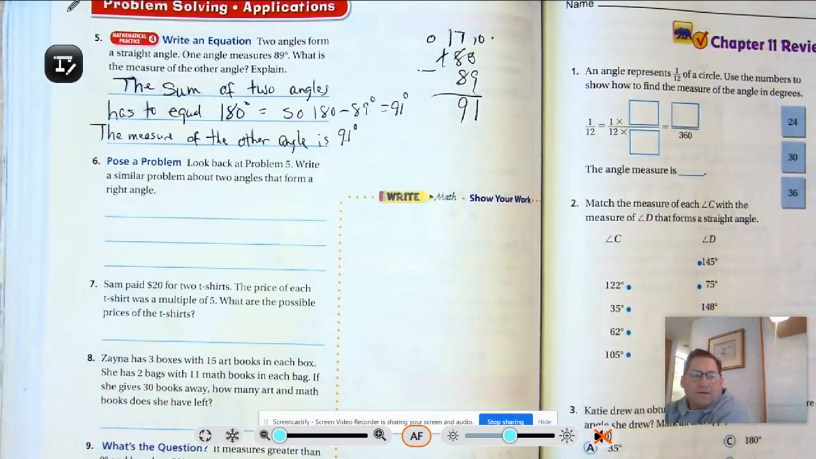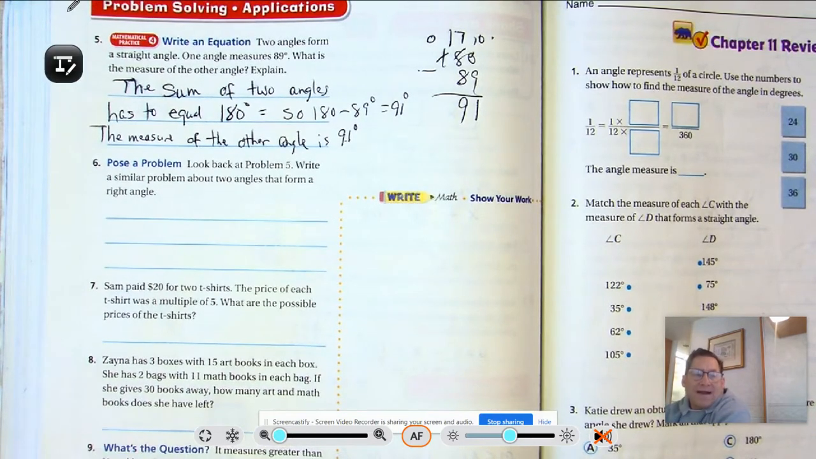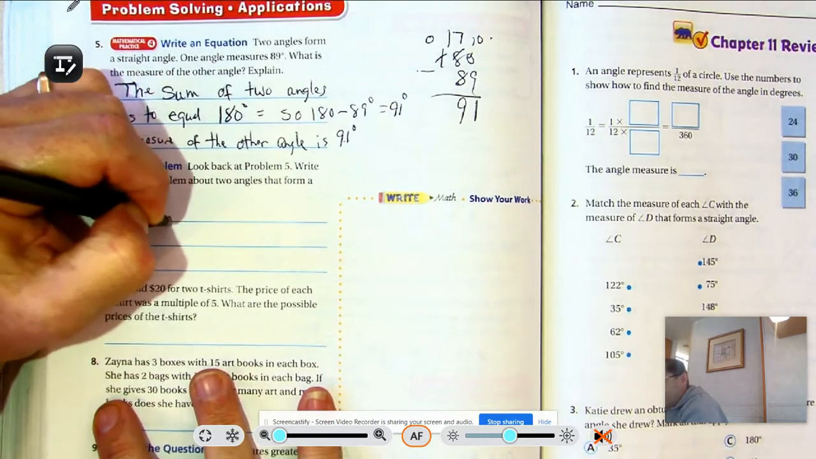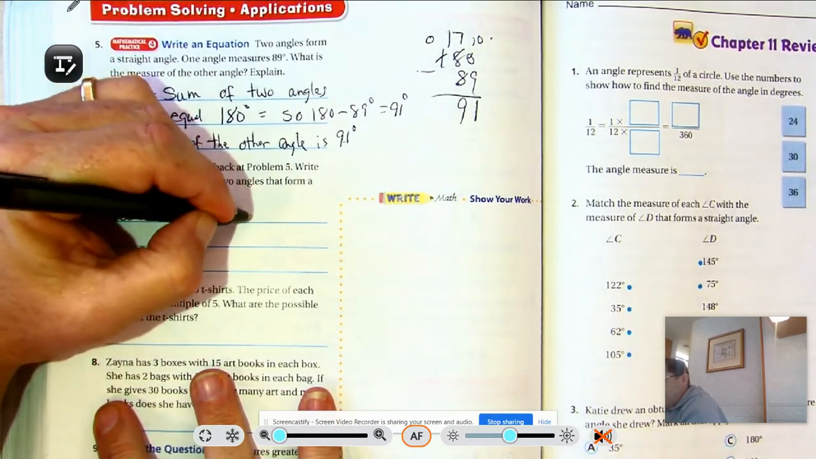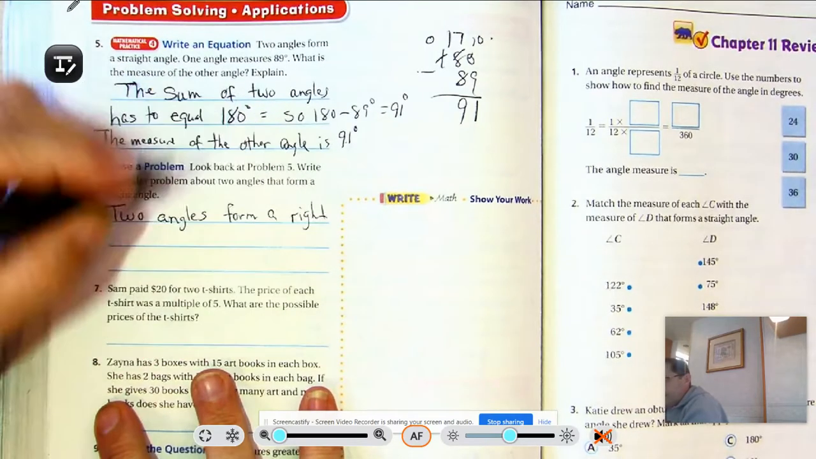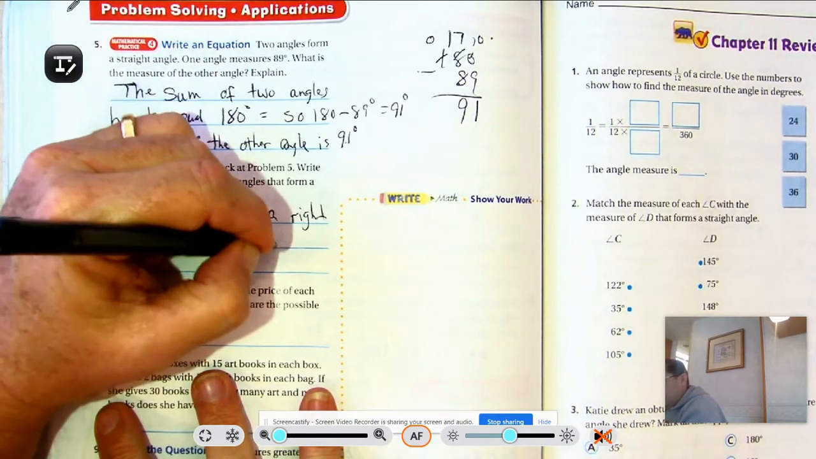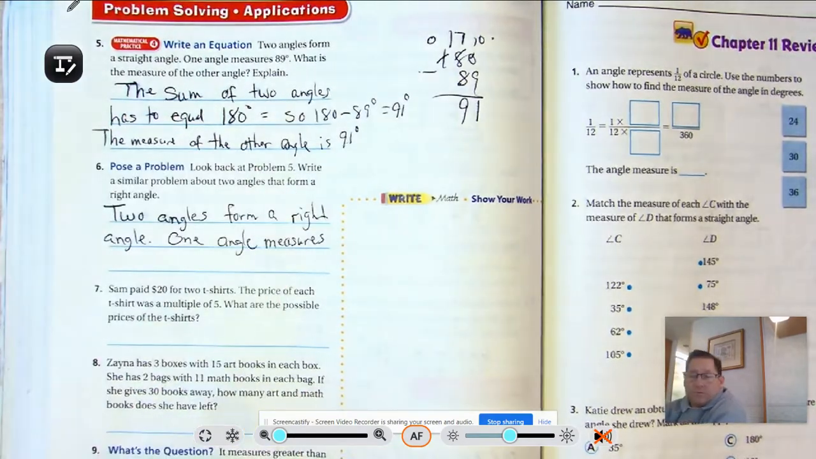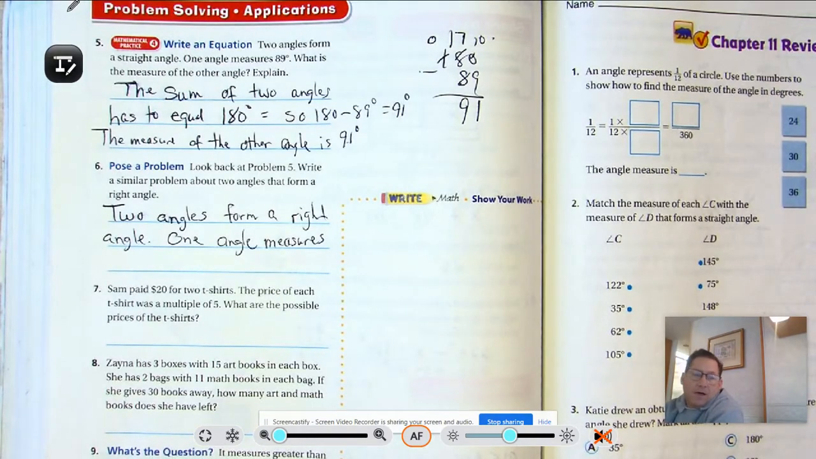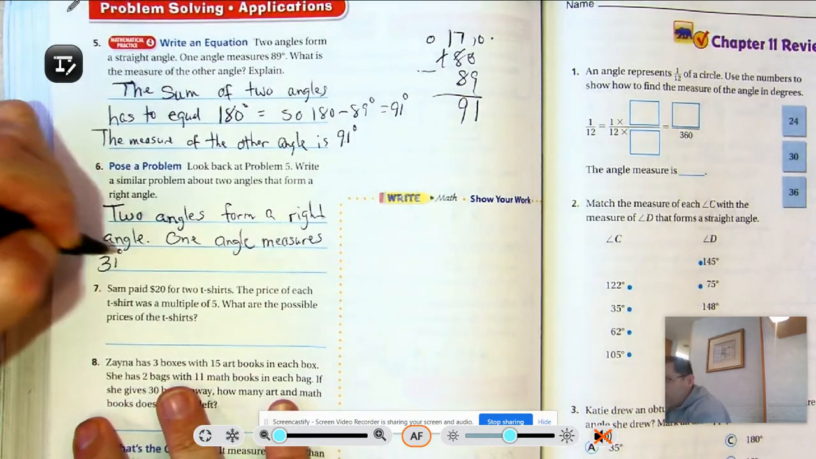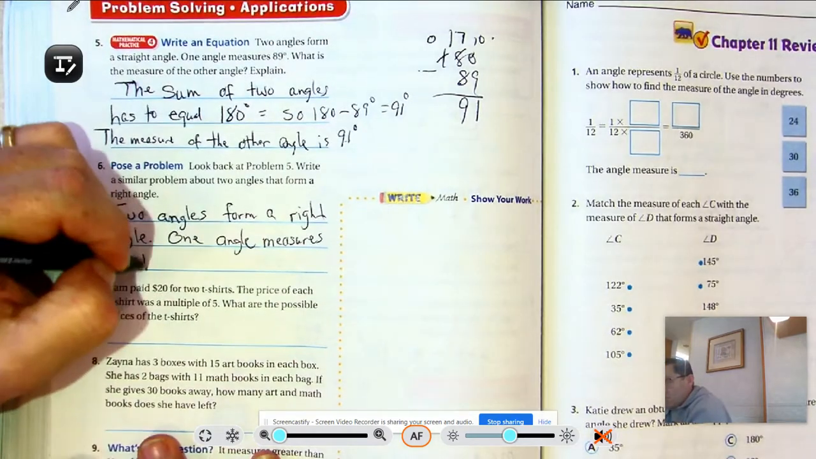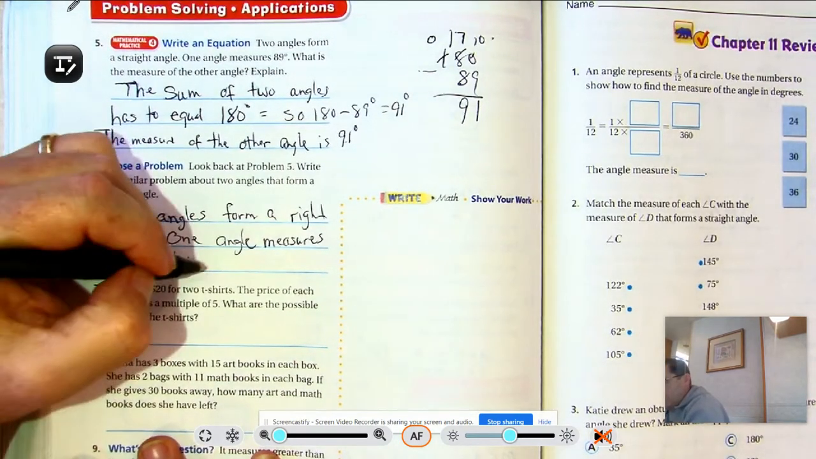Look back at problem 5. Write a similar problem about two angles that form a right angle. All right, so two angles form a right angle. One angle measures, choose anything less than 90, right? One angle measures 31 degrees. What is the measure of the other angle?